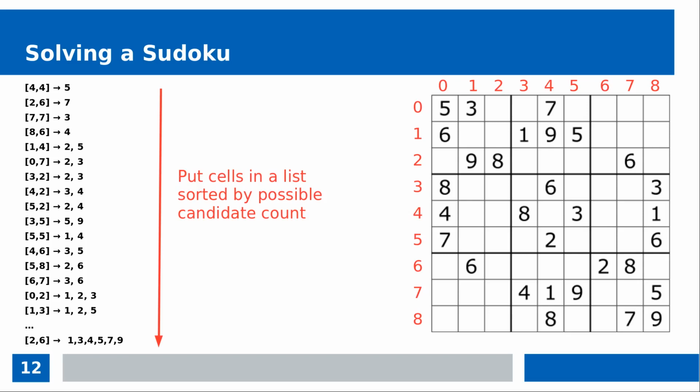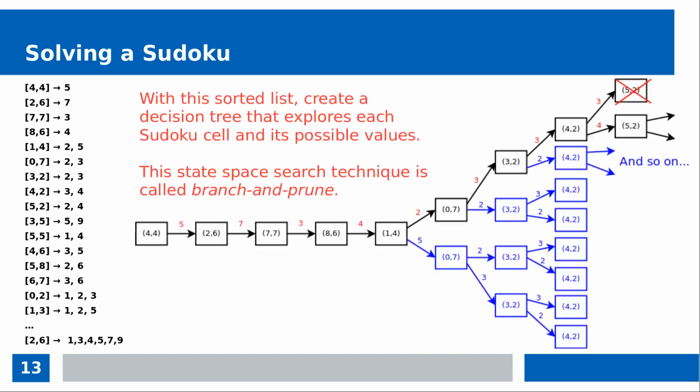Now, obviously, we want to solve the cells that are the most constrained and have the least possible values. And again, this is known as a heuristic. And then what we're going to do with this sorted list is we're going to create a recursive tree that explores each Sudoku cell and all of its possible values. And this is a state space search technique called branch and prune.